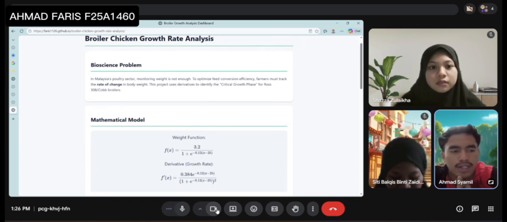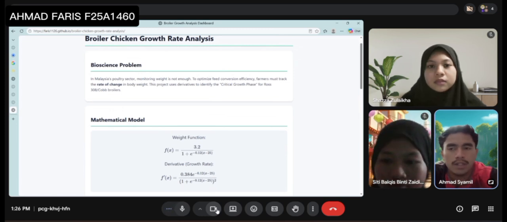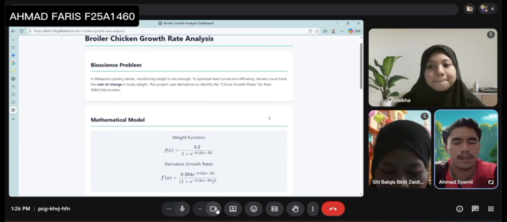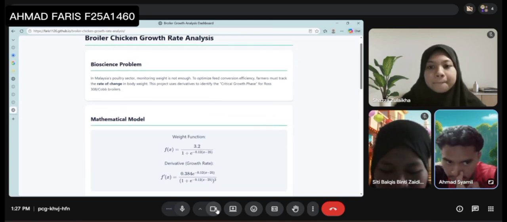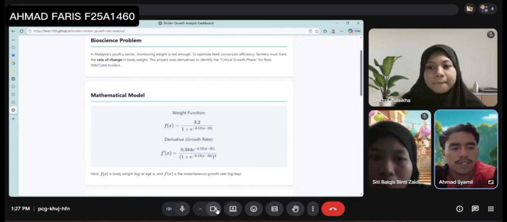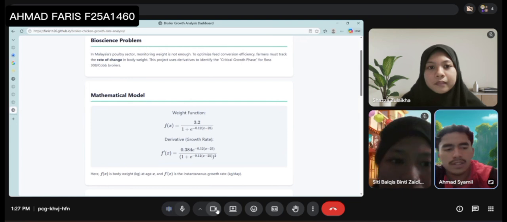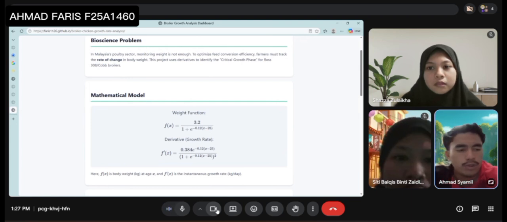This analysis is important because poultry farmers need more than just body weight measurement. They also need to know how fast the chickens are growing at different ages. So, as shown in the dashboard, the main problem is that monitoring body weight alone is insufficient for efficient poultry management.